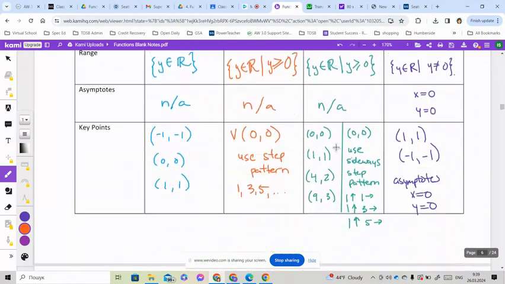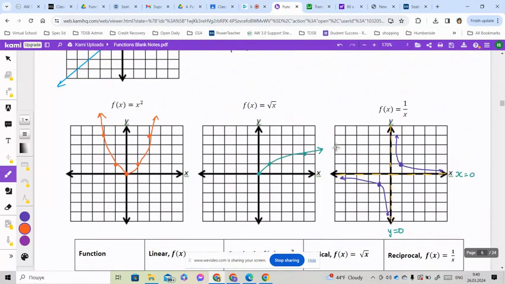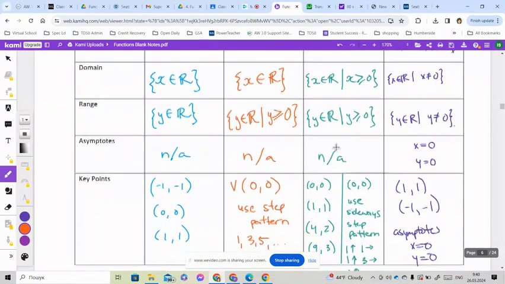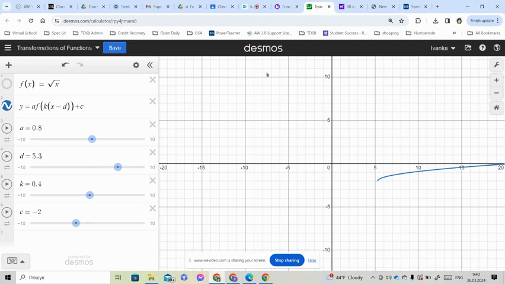Okay. So what we're looking at today is when we have a parent function and I add all those numbers to it. How does that change your function? And the word that we use is transformations. Okay. So we have various transformations. And so the way that I want to look at this is I've got a Desmos ready for us.